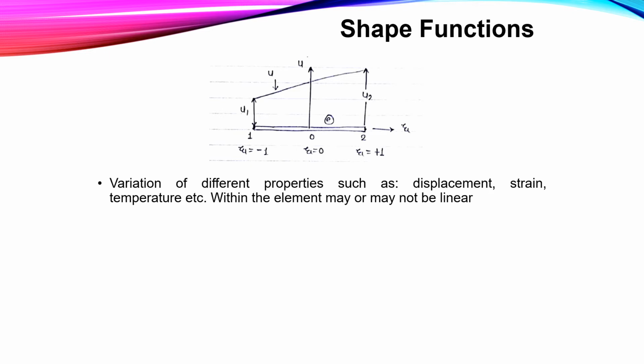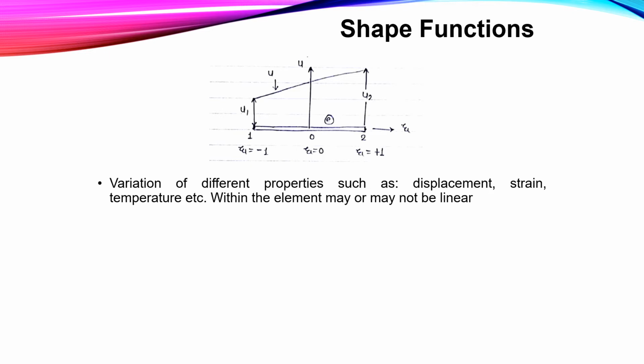for the 0 node. See, zeta is the natural coordinate, as global coordinates are denoted by capital X, capital Y and capital Z, while local coordinates are denoted by small x, small y and small z, and natural coordinates are denoted by zeta, eta and psi. The property of natural coordinates is that they lie between -1 to +1. So let's move towards the shape function.